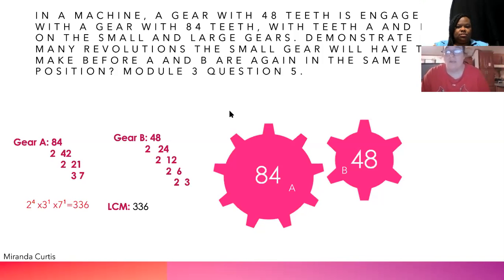Now what we're going to do is divide the lowest common multiple, which is the LCM, by the 48 here, because that is going to give us how many rotations we'll get. So it's going to give us 7. 7 is how many rotations.